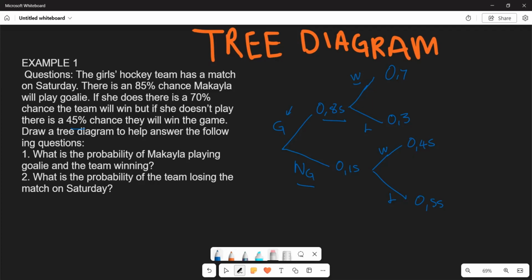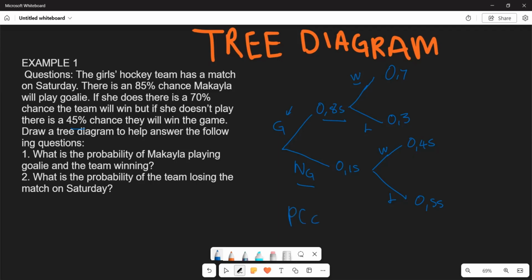Then what is it that we are going to do from here? The question is: what is the probability that Michaela plays goalie and the team wins? Now we are going to come back here and say, we want the probability of what?